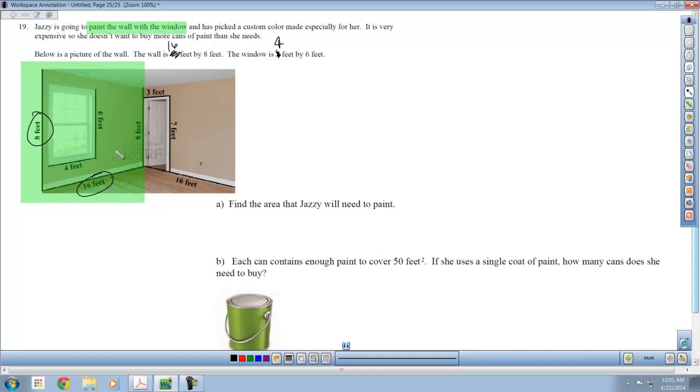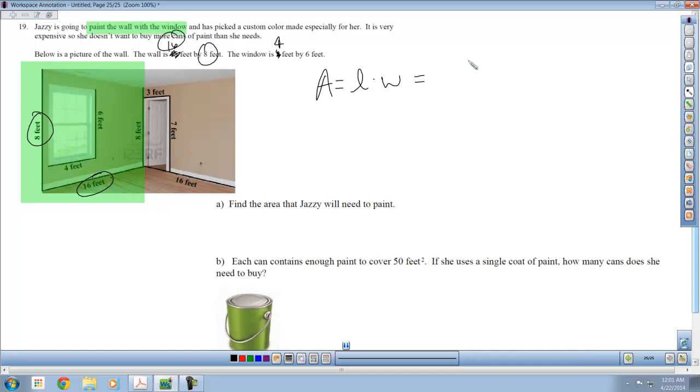So the first thing they want to do is figure out how much of the wall there is that we have to paint. So can you see we need to calculate the area of the whole thing, but then subtract away the area of the window? So let's do the area of the whole wall. It is a rectangle, so that's going to be length times width. In this case, it's going to be what?